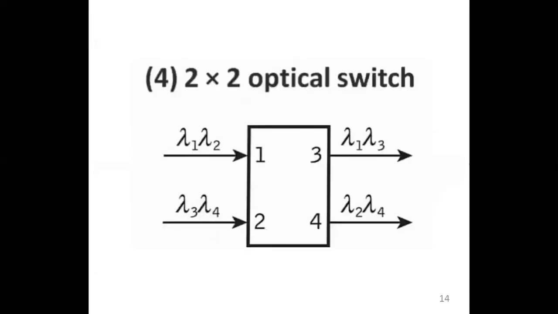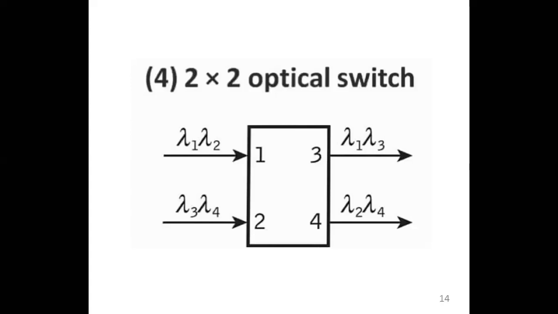Next, we come to a 2x2 optical switch. So you can see that on the left hand side you have lambda 1 and lambda 2, which is a combined signal on top, and then you have lambda 3, lambda 4, which is a combined signal at the bottom. And then you can see what is happening there. Lambda 3, lambda 4 gets converted into lambda 1, lambda 3, whereas lambda 1, lambda 2 gets converted back into lambda 2, lambda 4. So there is a crisscross of the wavelengths. So 1 is crisscrossed with 4 and 2 is crisscrossed with 3.